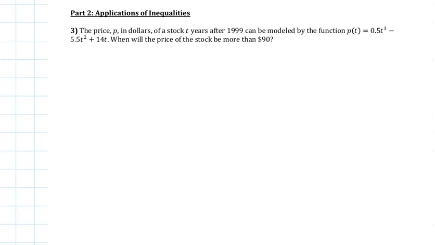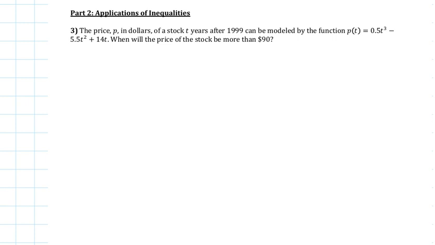So here's an application question. The price P in dollars of a stock T years after 1999 can be modeled by the function P(T) equals 0.5T cubed minus 5.5T squared plus 14T. When will the price of the stock be more than $90? So they're telling us that the price is more than $90. We're looking for the time when P is greater than 90.